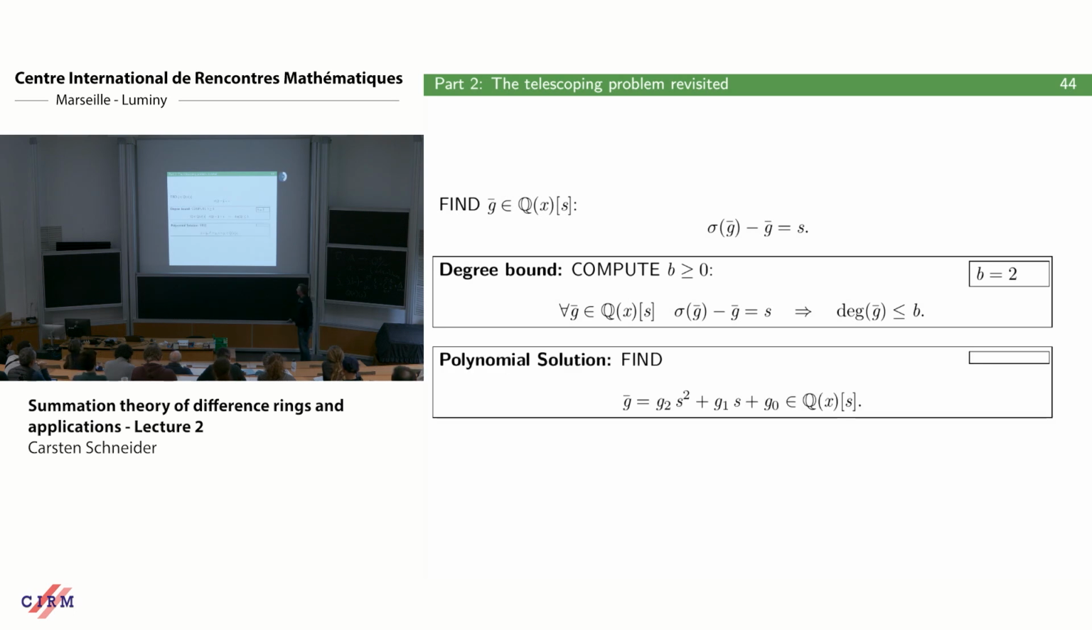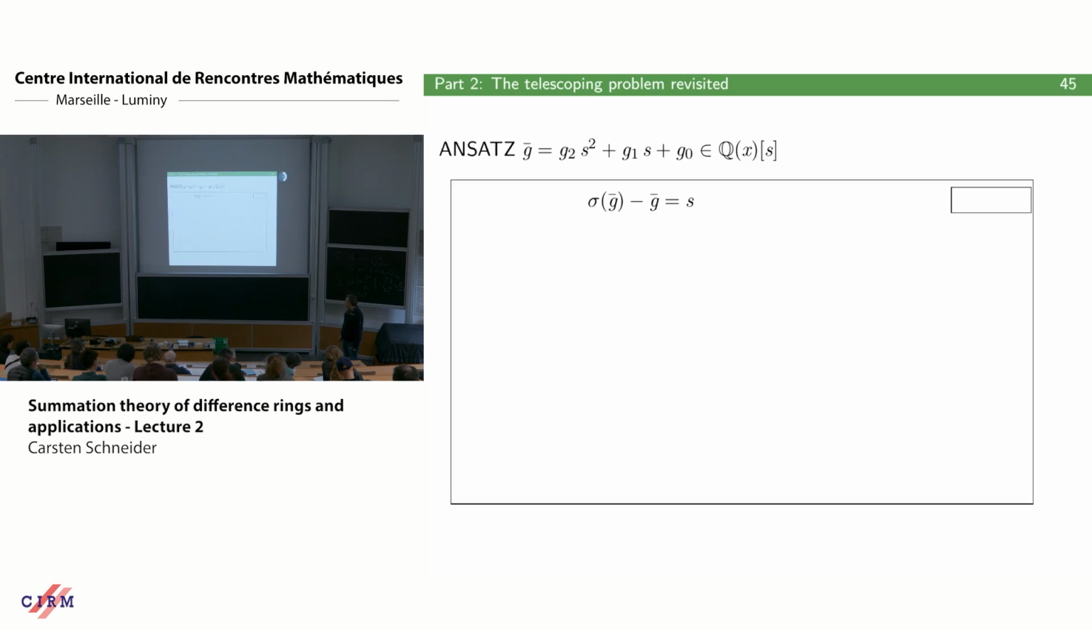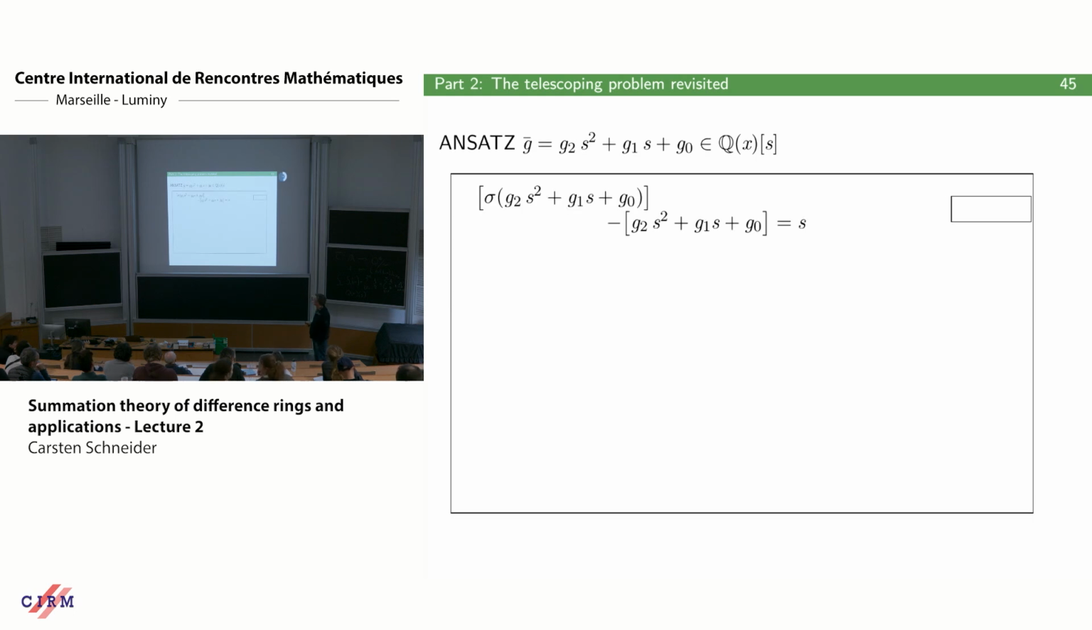Okay, but now, knowing that, if there's a solution, it has this shape. And the summation theory tells me if I don't find a solution of this form, there does not exist a solution. So this is really an existence proof, a constructive version to verify if there exists a solution, yes or no. So now we make this ansatz and we plug it into our difference equation. Okay, I just plug it in.